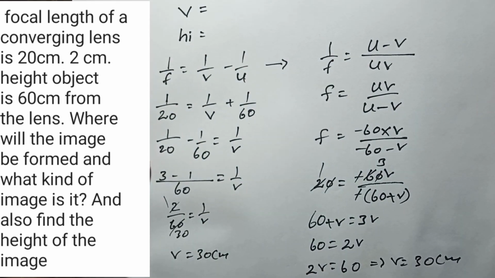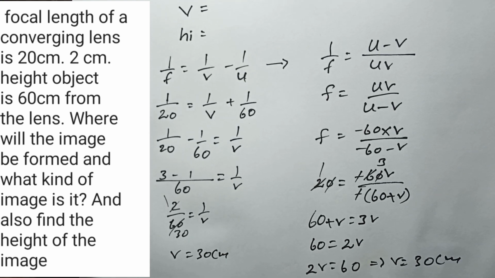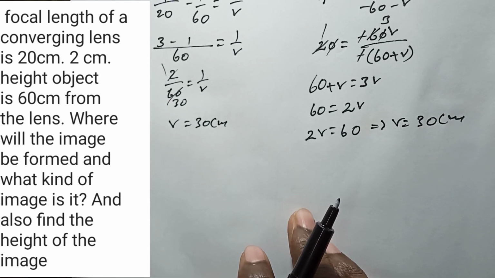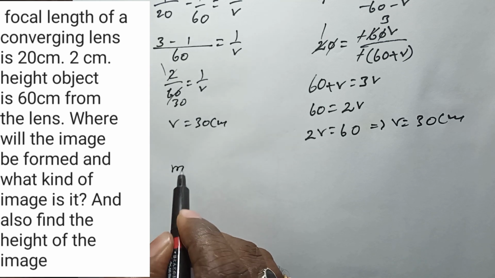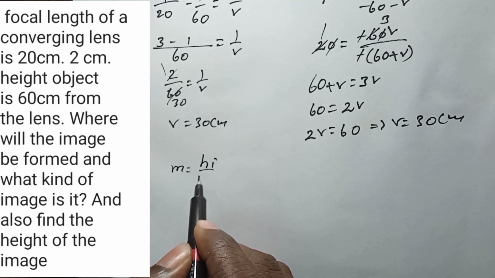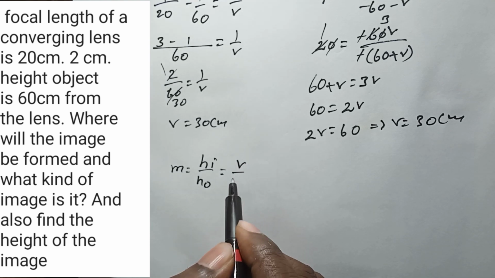How to find the height of the image? For that we have a relation between object distance and image distance, object height and image height, that is magnification. Magnification is equal to height of the image by height of the object, or else image distance by object distance, that is the ratio of height of image to height of object, or the ratio of image distance to object distance. So now we are using that to find the height of the image. Magnification is equal to height of the image by height of the object is equal to V by U.